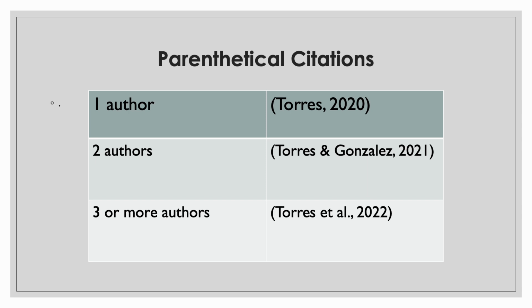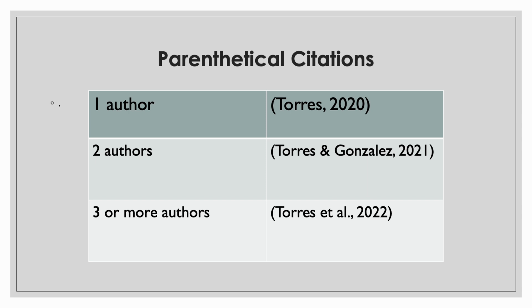For an article that only has one author, put the author's last name, a comma, and then the publication date, all in parentheses. For the example on this PowerPoint, it would be parentheses, Torres, comma, 2020, parentheses.